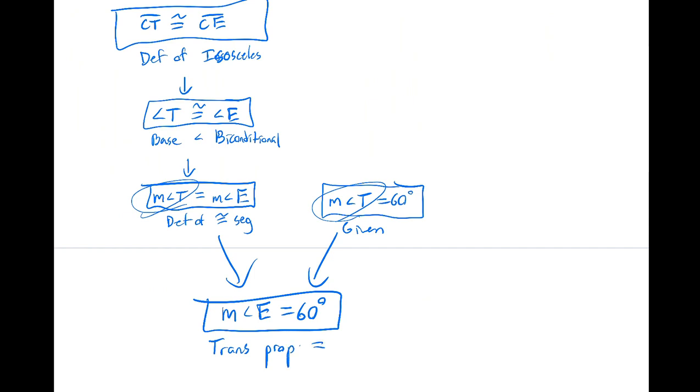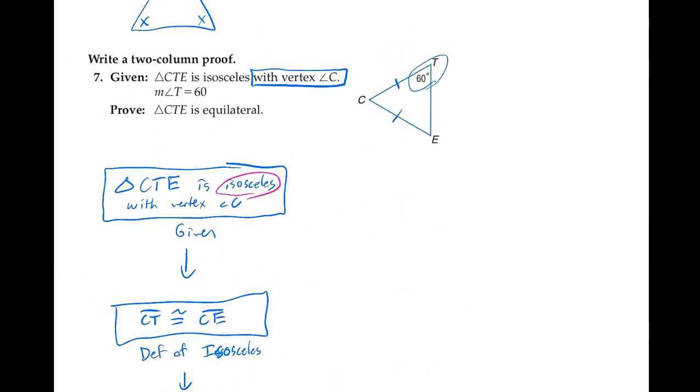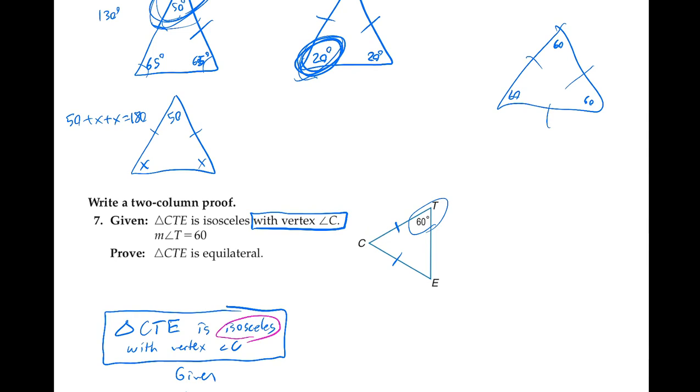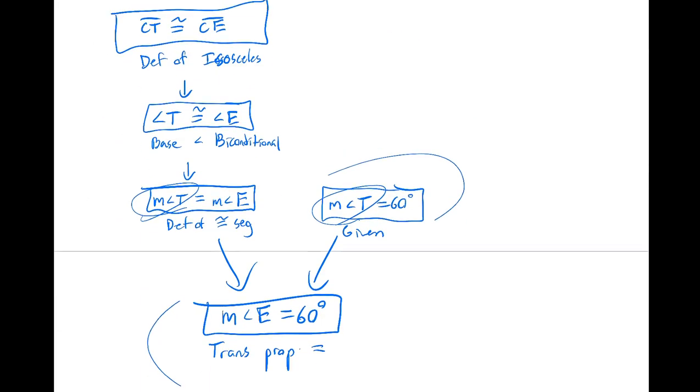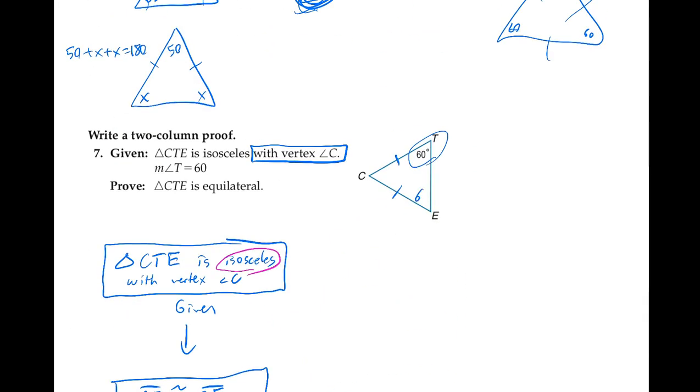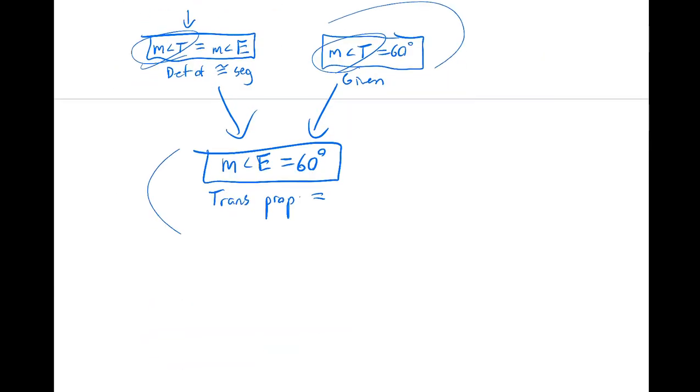Now, how could we use that? So we have that this is 60 and this is 60. What does that mean in terms of our triangle? Oh, wait a second, I see where you're going with this. If those two are 60, then couldn't we solve for angle C? Well, let's solve for angle C. So how could we solve for angle C? Well, the way we could do that is we could bring in the fact that measure of angle C plus measure of angle T plus measure of angle E equals 180 degrees.